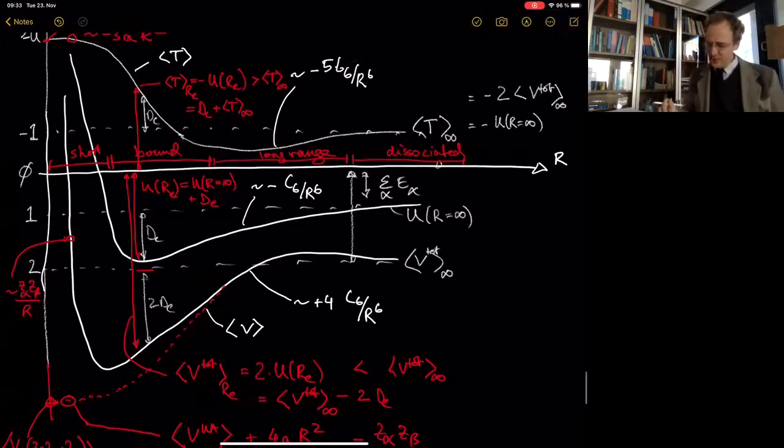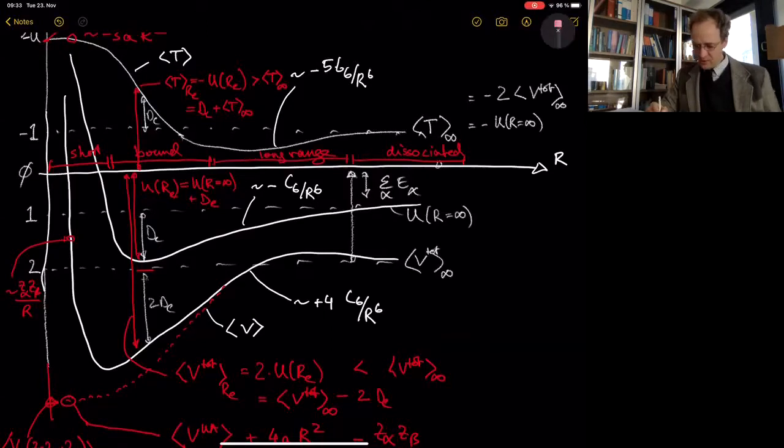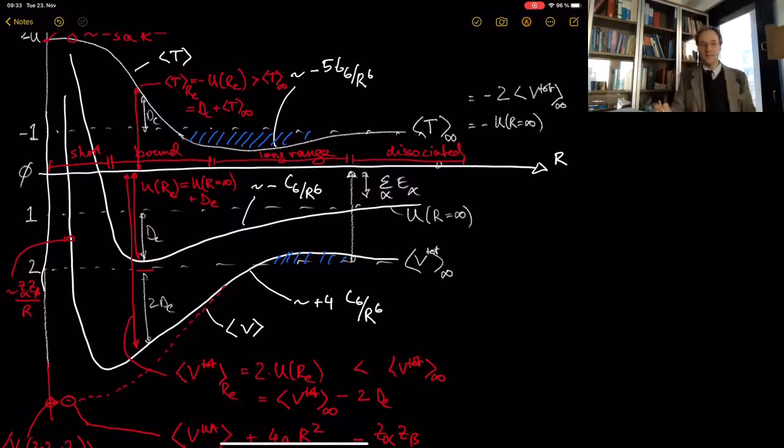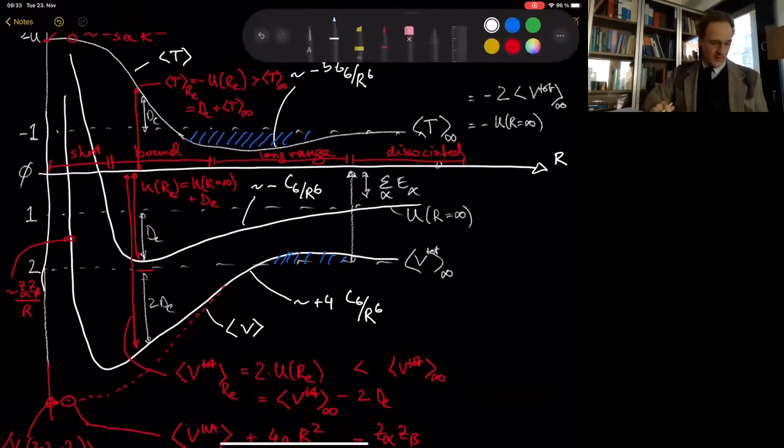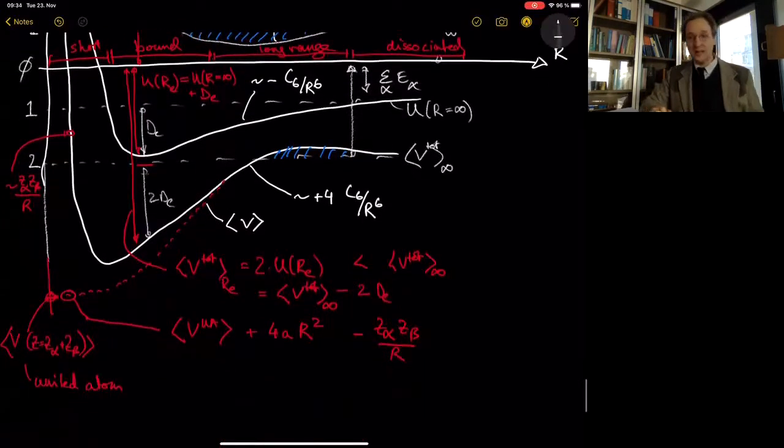Now we should point out two non-trivial things, right? T and V are not monotonic functions in the distance. Rather, you have here a little minimum and here a little maximum. And so we can now discuss a little bit how they come about, and we can interpret this. So that's what we would still like to do now.